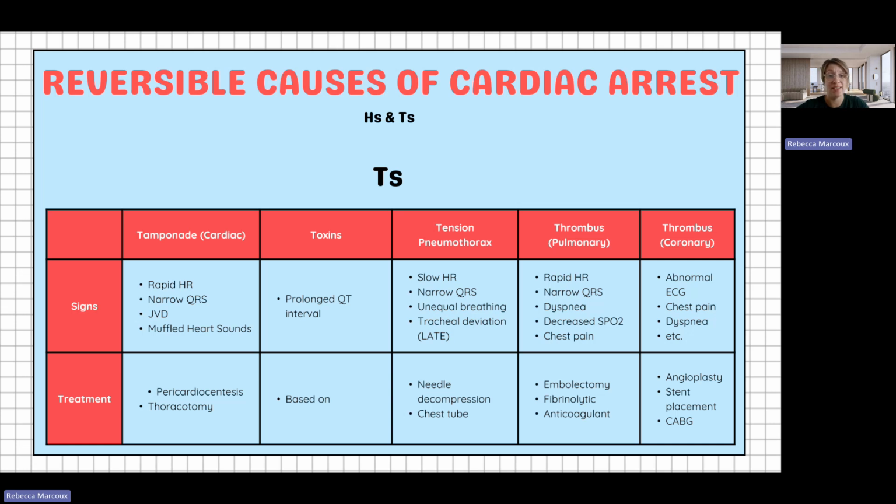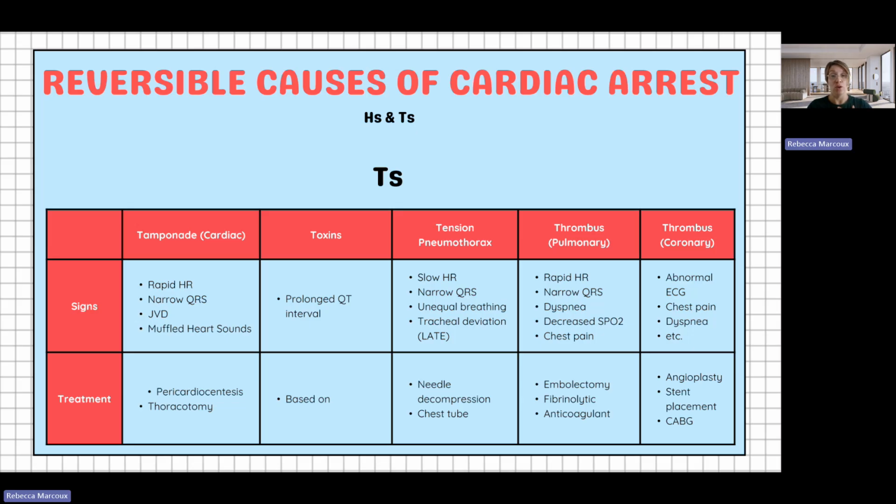Tension pneumothorax. So a tension pneumothorax is when we have a pneumothorax with so much pressure that it puts our whole mediastinum under pressure and it starts shifting our mediastinum over to the opposite side. So often prior to arrest, you're going to start seeing a slowing heart rate. We're going to see a narrow QRS complex. Breathing is going to be unequal.